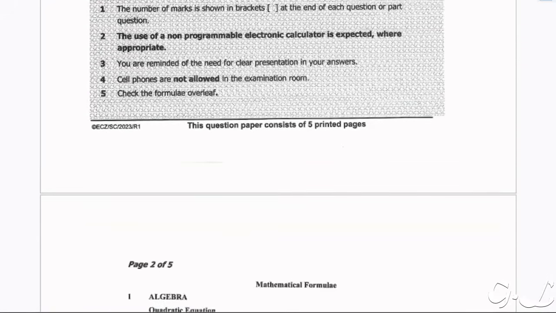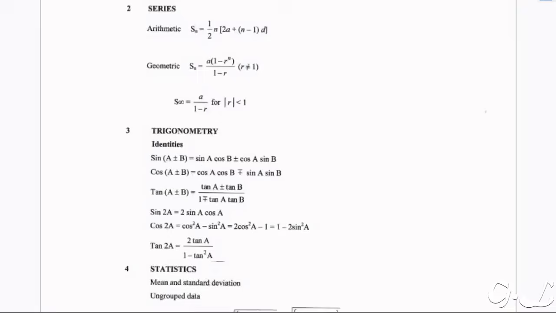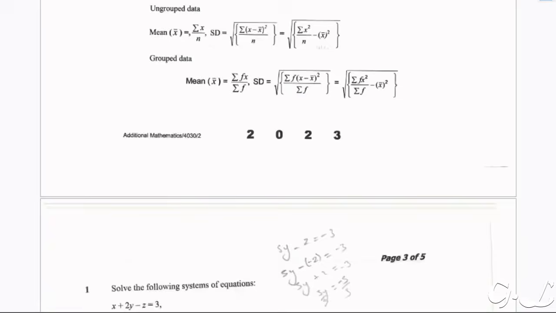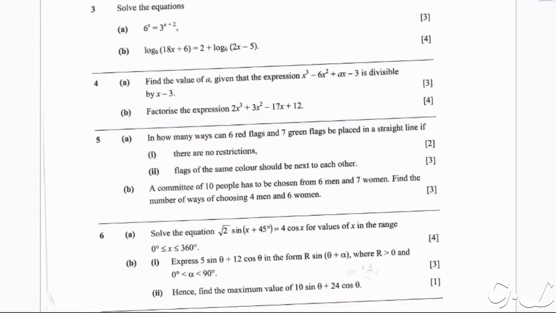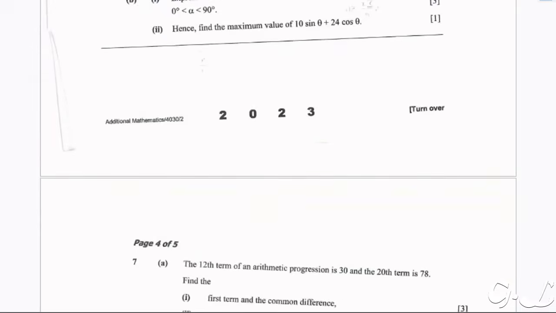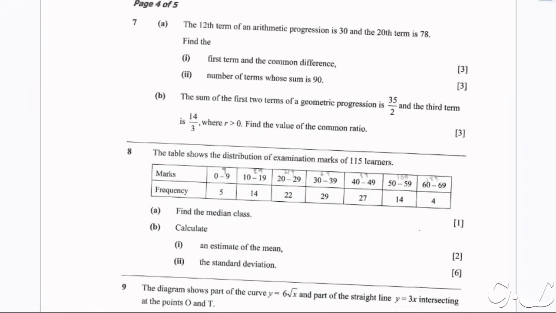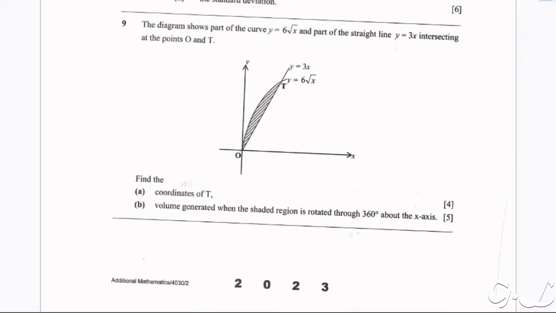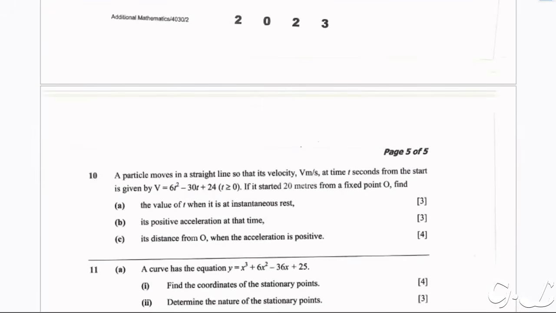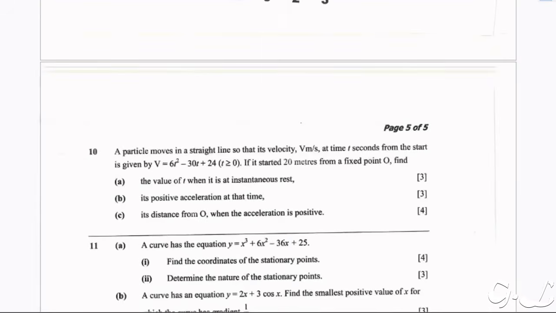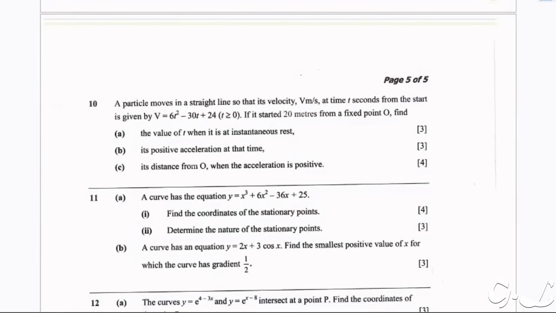The question is number 10. Let's try to check where question number 10 is. Here is question number 10. Question number 10 has three parts. It has part A, part B, and part C. Let's try to read the question.